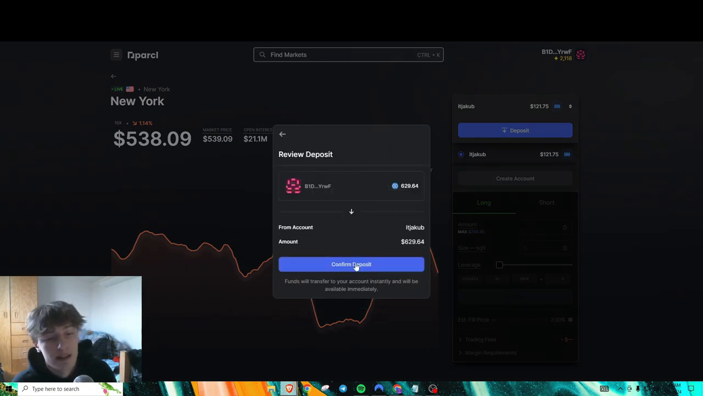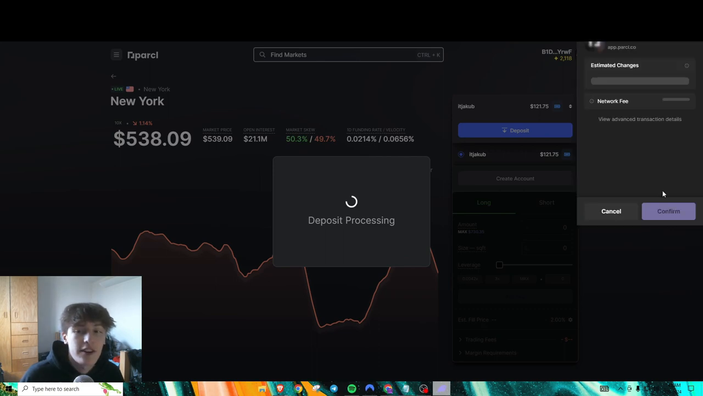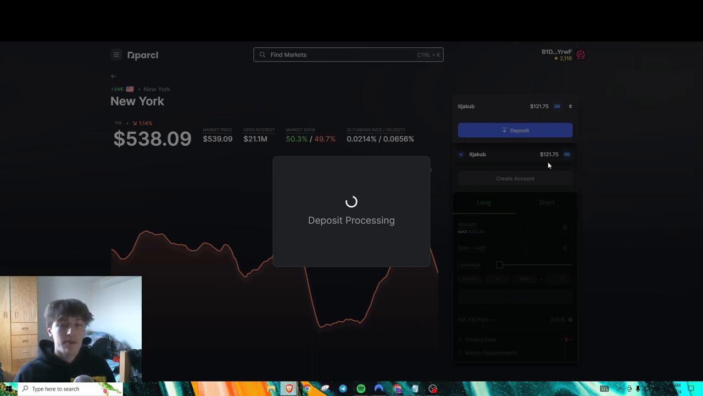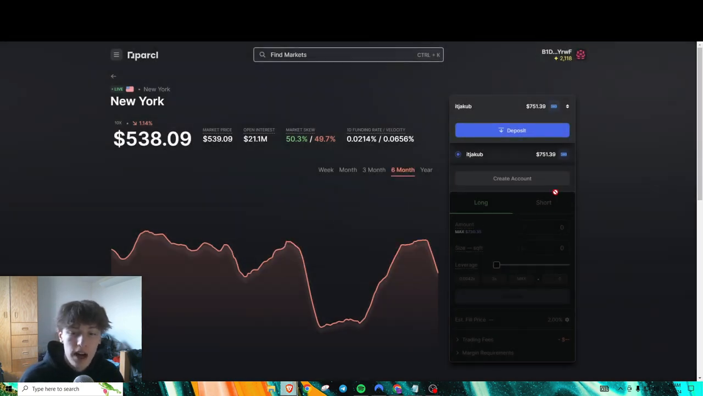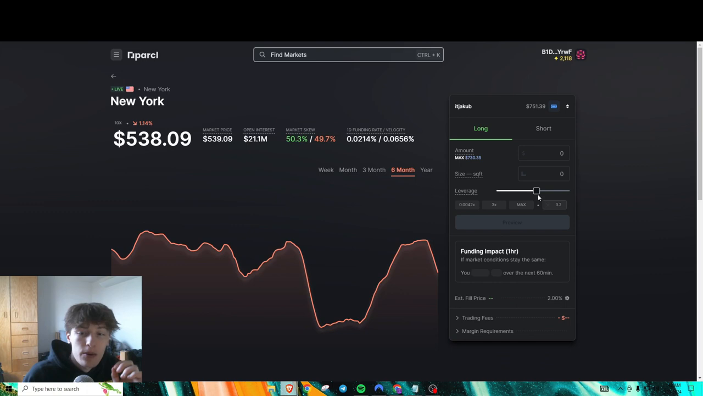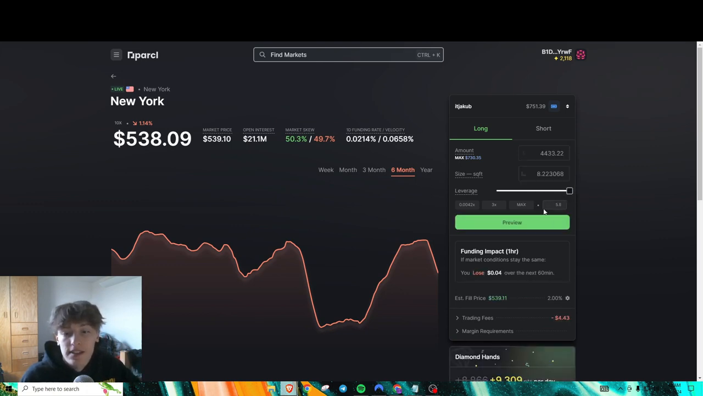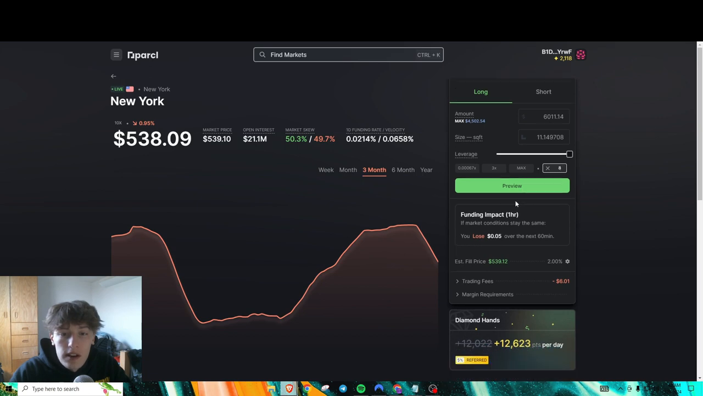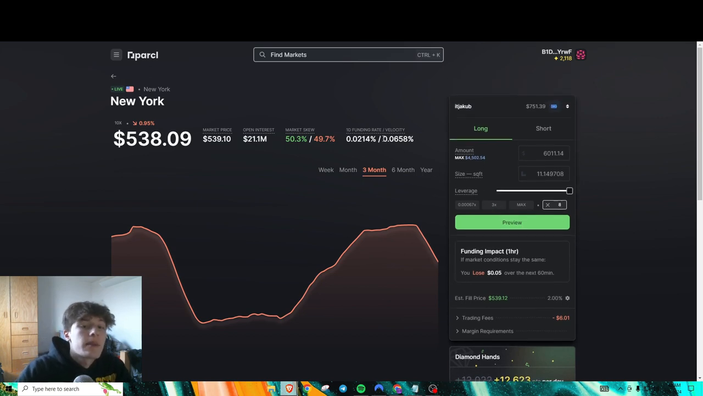I'm going to deposit my max because this is how much I want to be farming with for this wallet anyway. But I'll just show you exactly how to create a position here, because it isn't too complicated. And obviously we want to be getting the max amount of points as possible. So we're going to go with like 5x leverage here. So then I'm going to long the New York market because it has a 0.065% funding rate relative to their 0.021% positive funding rate.